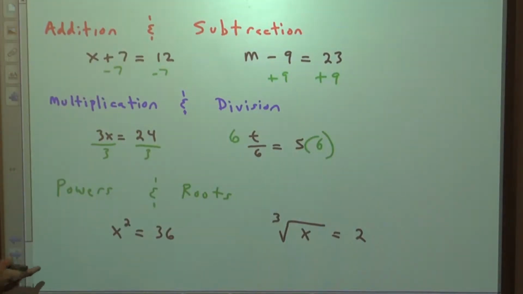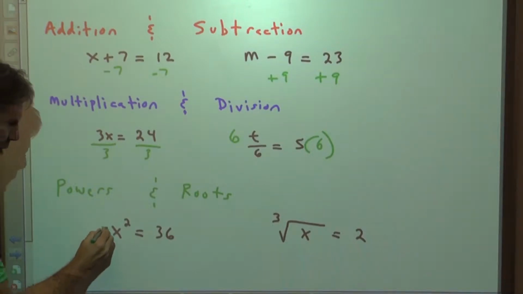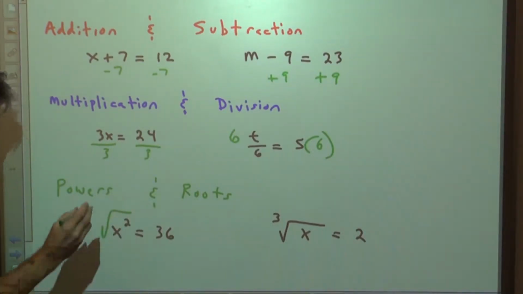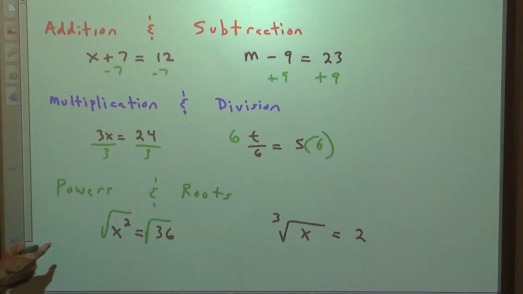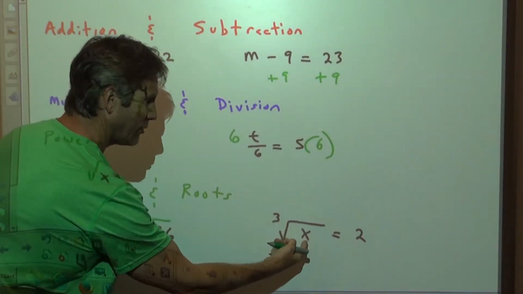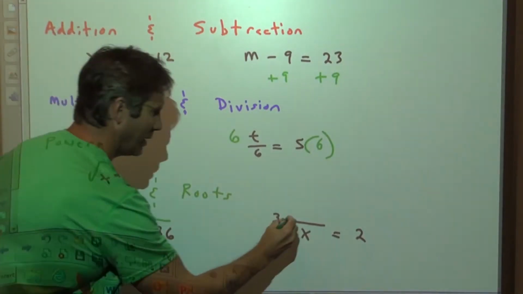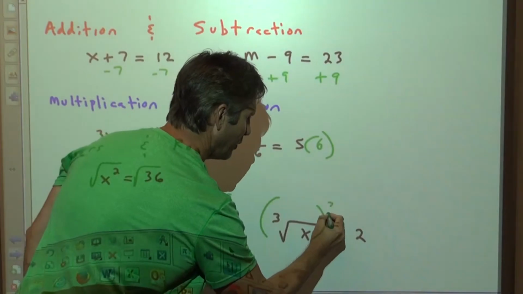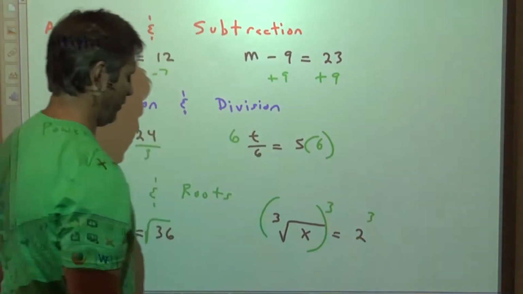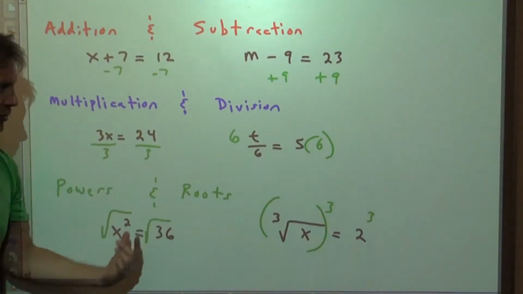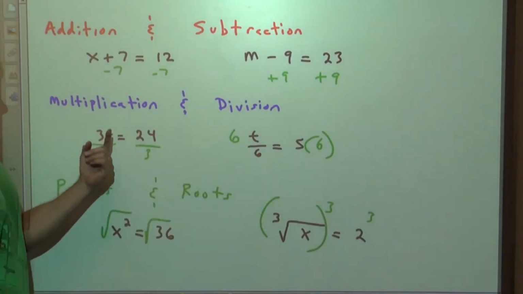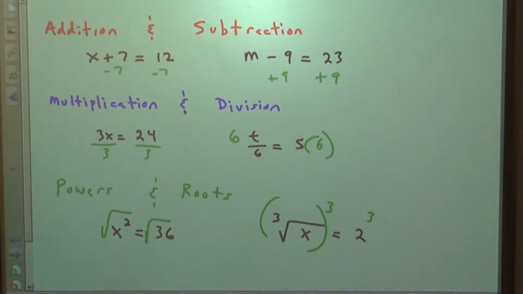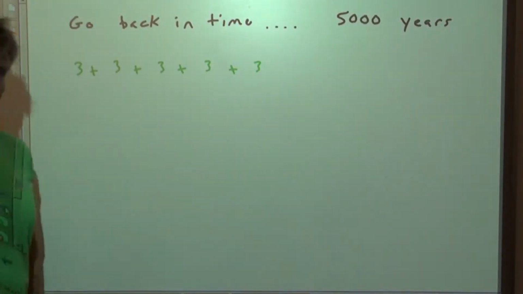Inverses are powers and roots. How do you undo a square? You take now the principal square root of both sides, or a radical of both sides. And how do you undo taking the cube root of something? Well, you would raise it to the 3rd power. You do that to both sides. So powers and roots are inverse operations. So is multiplication and division, so is addition and subtraction. Keep that in mind, but let's get a better feel for why the order of operations are the way they are.